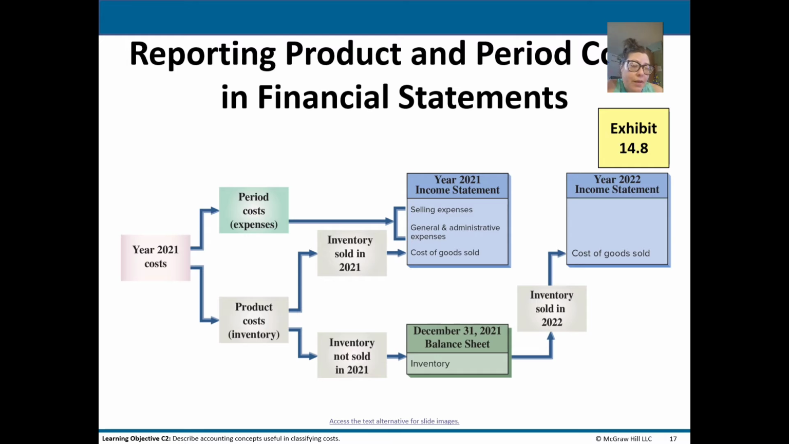Now, their final treatment, those costs' final treatment, depends on when the inventory is sold. So inventory that is sold in 2021, those costs would be recorded as income statement cost of goods sold 2021. Now, the product costs that are assigned to the unsold inventory, they're still going to be on the balance sheet in the 2021 balance sheet. Now, if this inventory gets sold the next year in 2022, that's when the product costs get assigned and reported to cost of goods sold in the 2022 income statement.